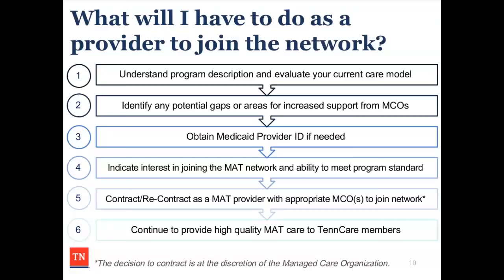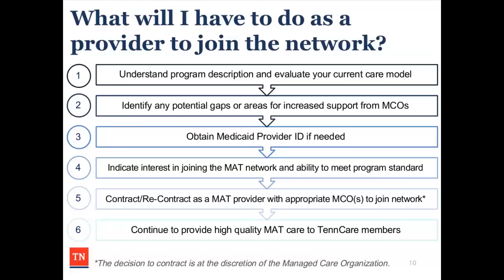Step number 3 is to obtain a Medicaid ID. This is extremely essential in order to move forward with this process, and we'll talk about this later on and how to start that. Step number 4 is to indicate interest in joining the MAT network. On the next slide, we're going to talk about the first step you can take to indicate your interest. But in general, you will also be able to reach out to the MCOs in order to do this.